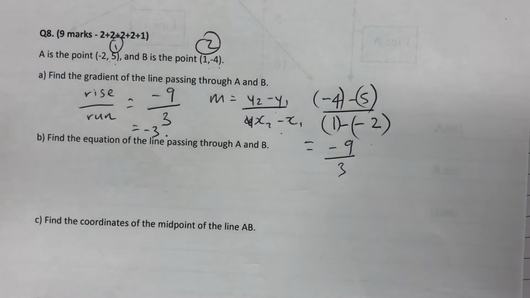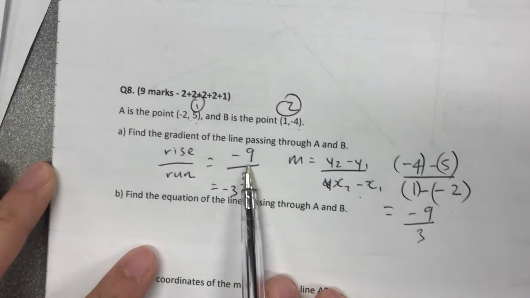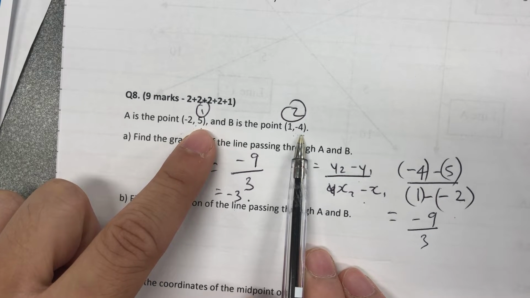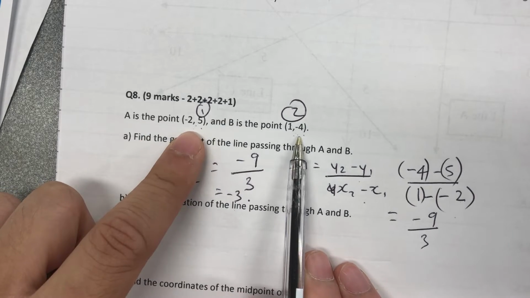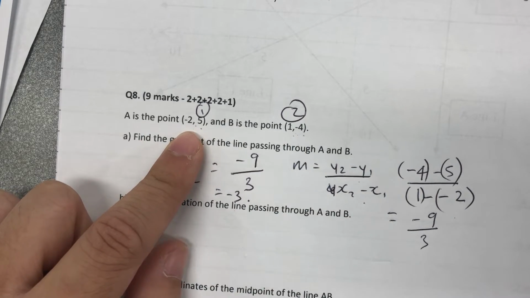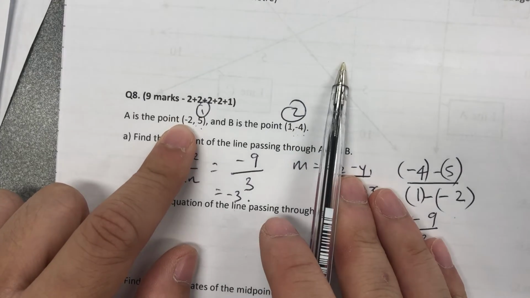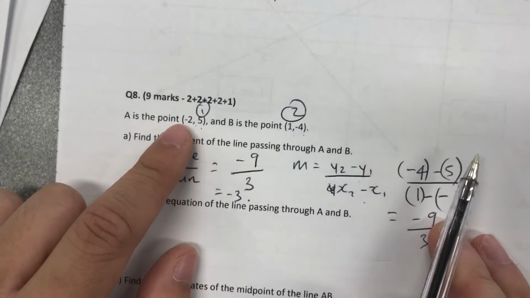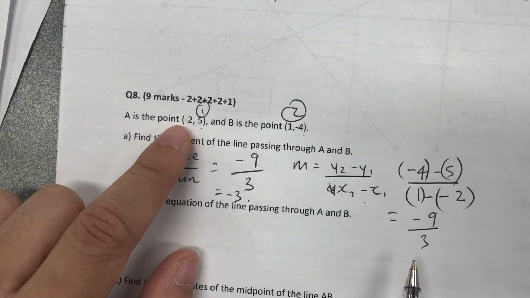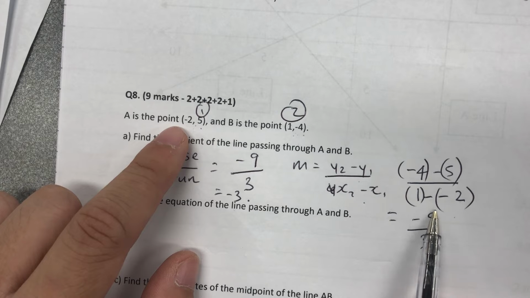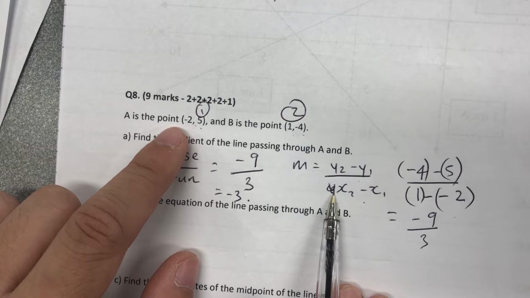Okay? Yeah. So if you just want to look at it and think this is how much it rises, from 5 to -4, that's going down. That's why it's negative. And then from -2 to 1, that's +3. But if you don't want to do that because that's extremely prone to mistakes, you would use the formula.